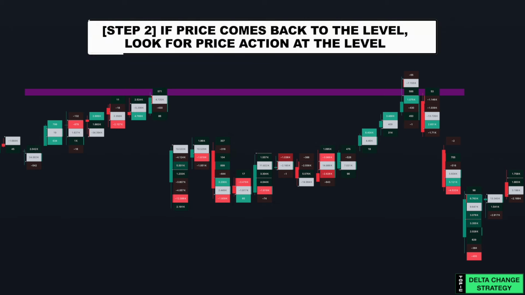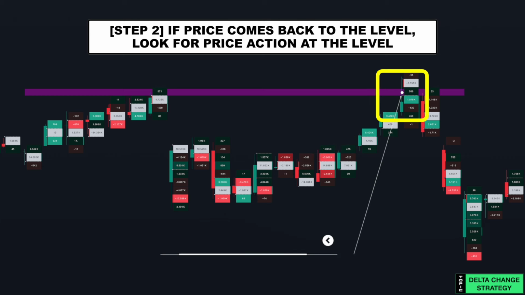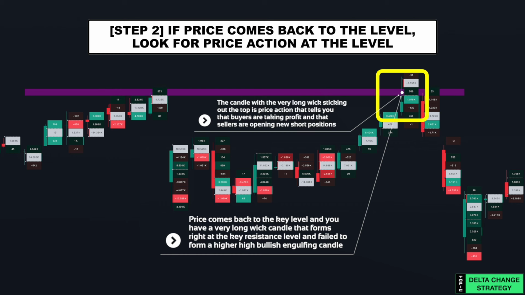Step 2. If price comes back to the level, look for price action at the level. Price comes back to the level, and you have a very long wick candle that forms right at the key resistance level and failed to form a higher high bullish engulfing candle. The candle with the very long wick sticking out the top is price action that tells you that buyers are taking profit and that sellers are opening new short positions.